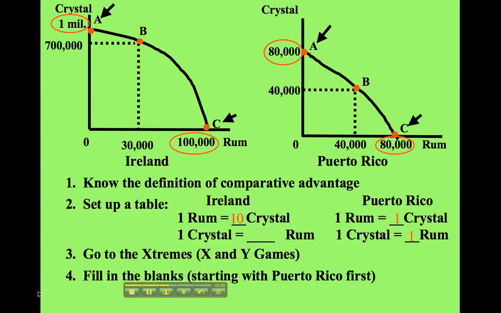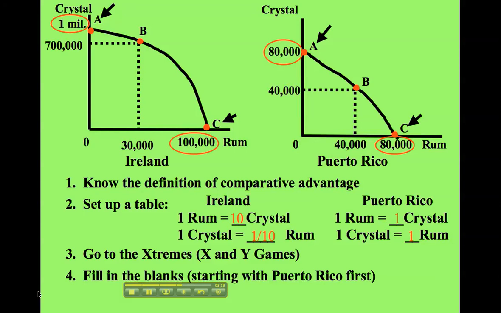Go over to Ireland. Notice 1 rum costs 10 crystal. So obviously, 10 times 100,000 is 1,000,000. And 1 crystal is 1/10 of 1 rum. So whoever has comparative advantage has the cheapest cost here. So what's cheaper? 1 rum equaling 10 crystal or 1 rum equaling 1 crystal? Obviously, Puerto Rico has a comparative advantage in rum because they have to give up less crystal to make it. Who has comparative advantage in crystal? Well, look here. Ireland, 1/10 of 1 rum to make 1 crystal, whereas Puerto Rico has to give up 1-to-1.